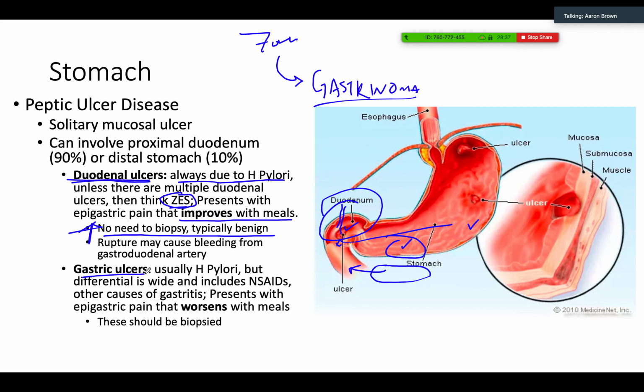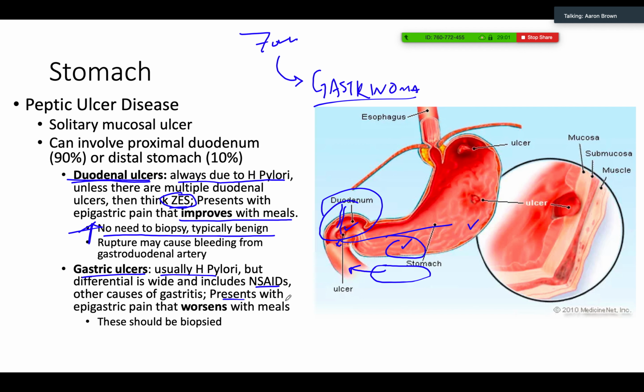Now, gastric ulcers, usually H. pylori, but again, we said that NSAIDs can cause gastritis. We said alcohol. We said burns. We said being in the ICU. There's a lot of different causes for that chronic gastritis, and so for gastric ulcers, it includes those things.